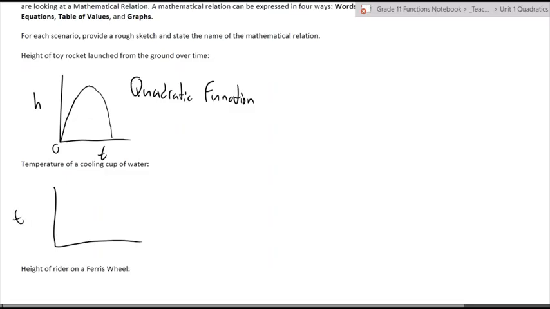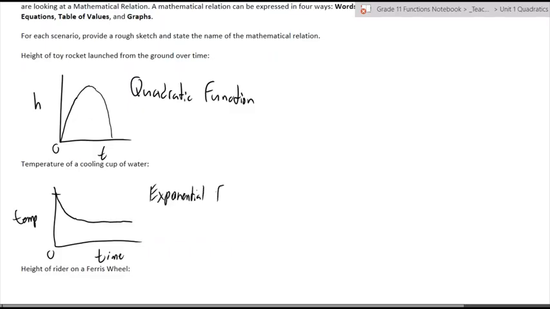So now we're looking at temperature and time. And if you think about this, let's say we boil a cup of water for tea. We're going to start off fairly hot, and the temperature will decrease fairly quickly. It will decrease really quick, and then start to slow down as it reaches kind of room temperature. Now, this function here that we've created, this is what we call an exponential function.